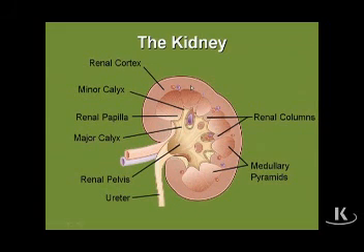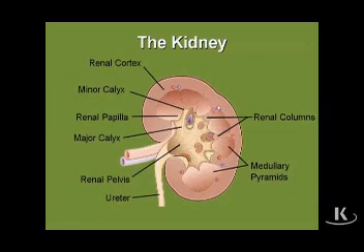And for the most part, not precisely, but for the most part, the filtration portion of the kidney is in the cortex of the kidney. It's mostly in the cortex. The other part of the kidney is the conducting portion. By that we mean the part of the kidney that takes the urine that's been produced by the filtration portion and conducts it or moves it someplace else.